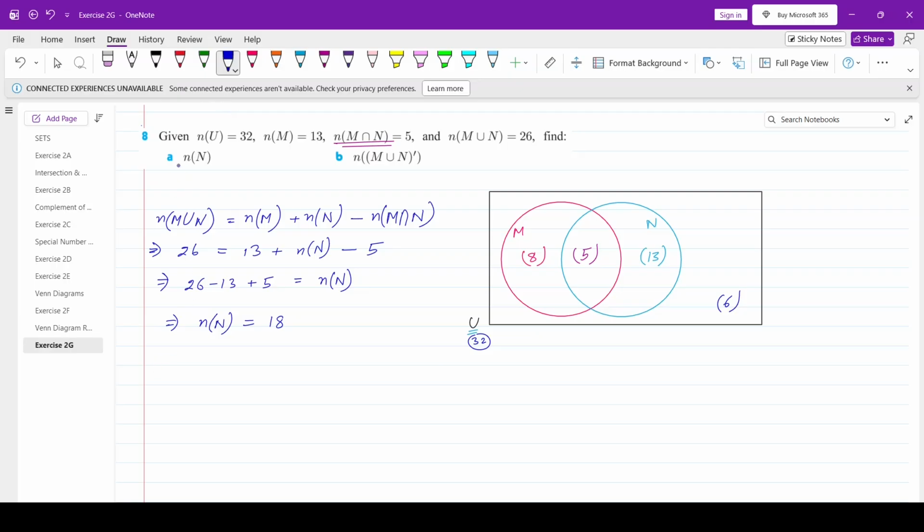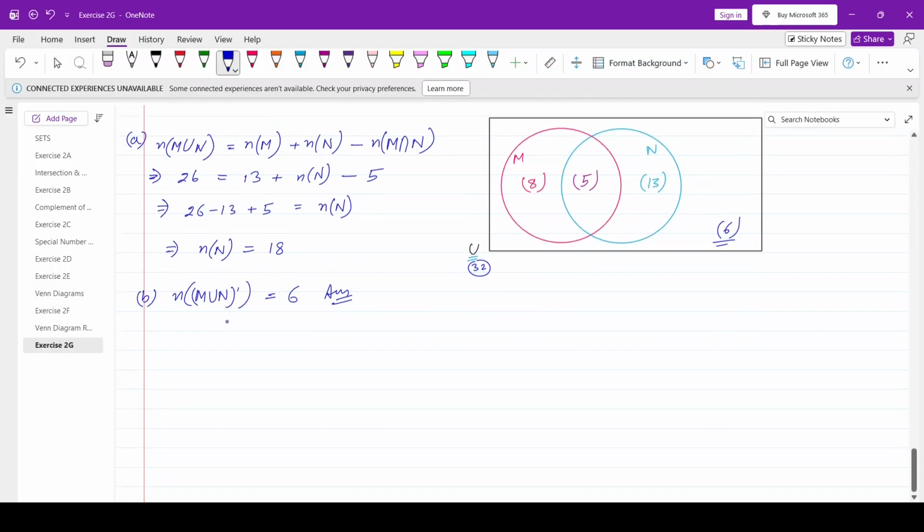Now the question is asking us to find the number of elements in N. So we have done this part already. And find the number of elements in the complement of M union N. We know M union N is this part, and its complement will be everything outside of this region, that is 6. This is our answer. Let's move on to the next question.